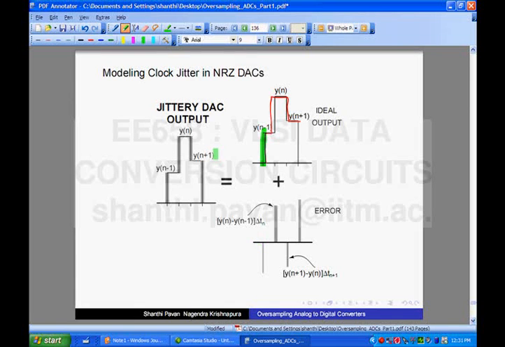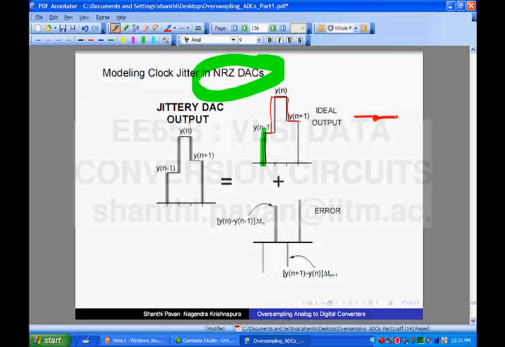So this is in the special case of non-return to zero DACs. The error waveform is dependent on the height of the step change in the DAC output multiplied by the jitter. Correct? If the output of the DAC is always constant, then there is no issue with jitter at all. Correct?